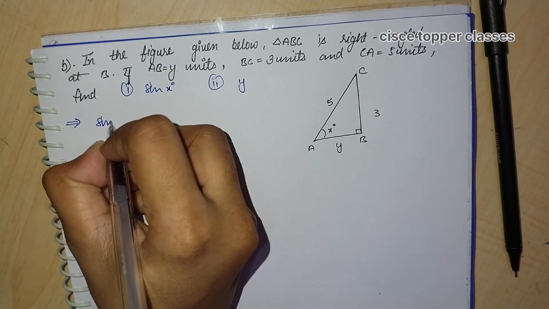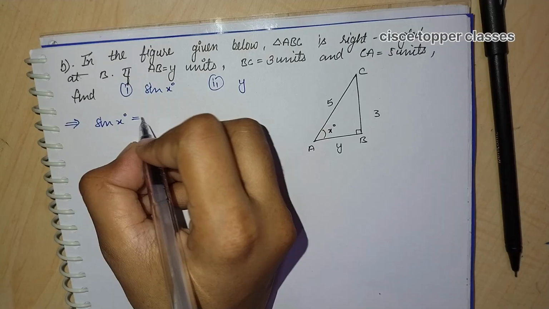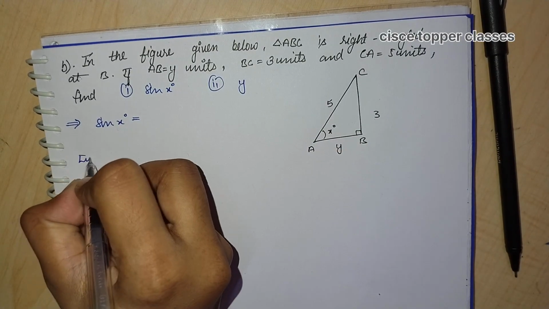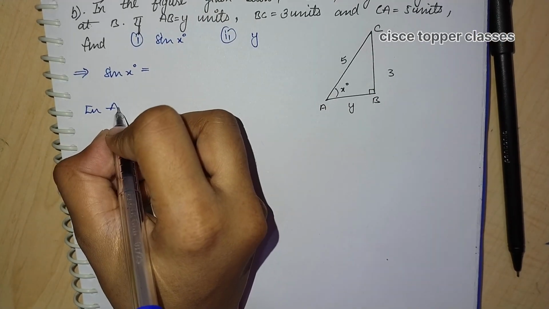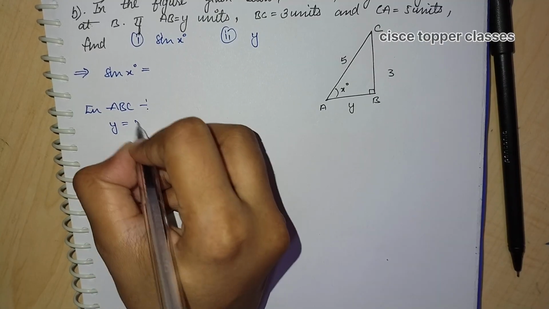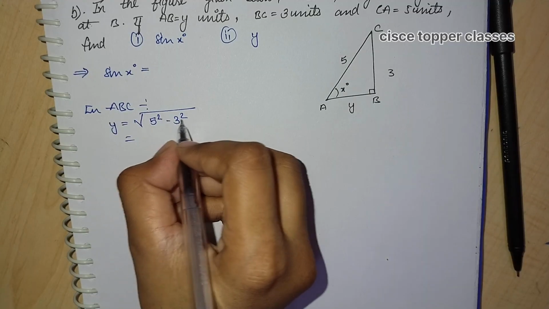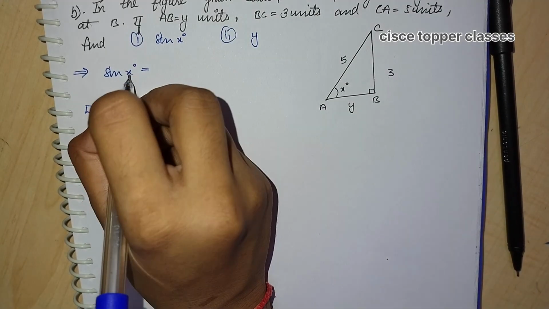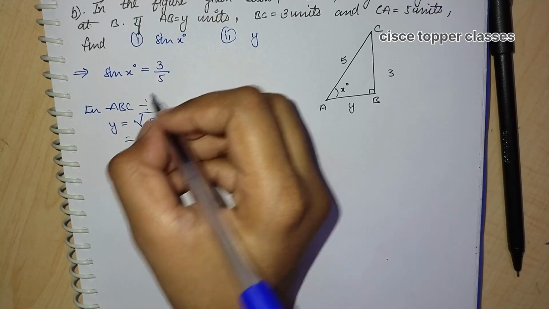So sin x, if we have to find sin x degree, we can write it as height by hypotenuse. In triangle ABC, with angle x here, by Pythagoras theorem we can write y is equal to under root 5 square minus 3 square. So this will be 25 minus 9, which is 16, so this will be 4. So here sin x we can write as 3 by 5, because it is height by hypotenuse.